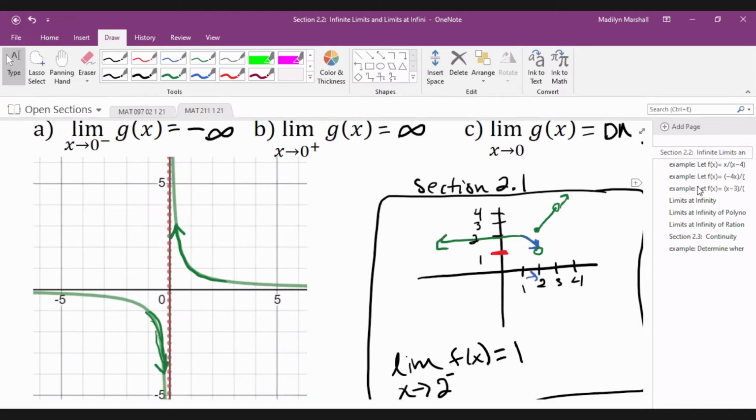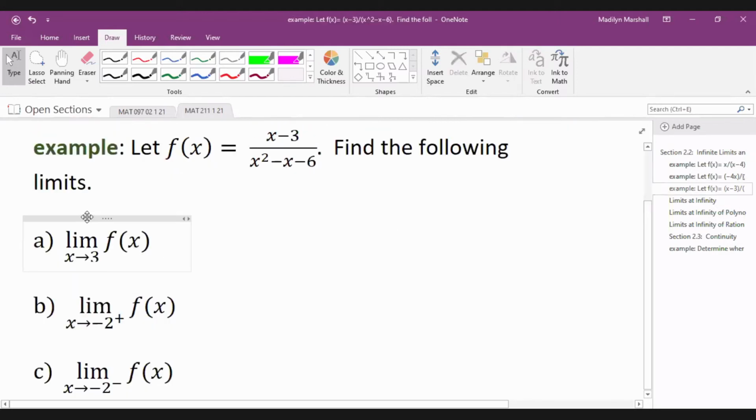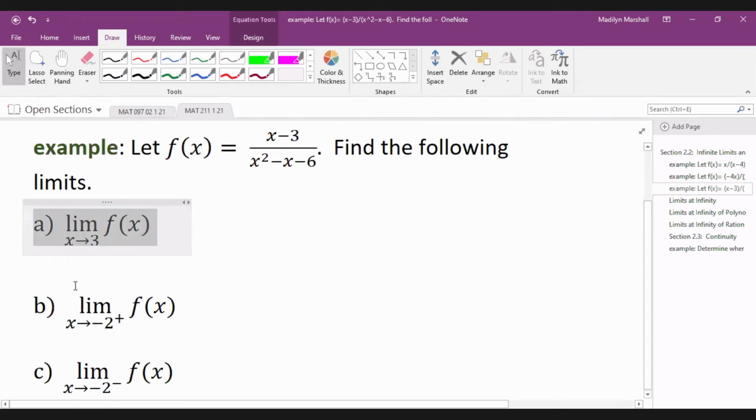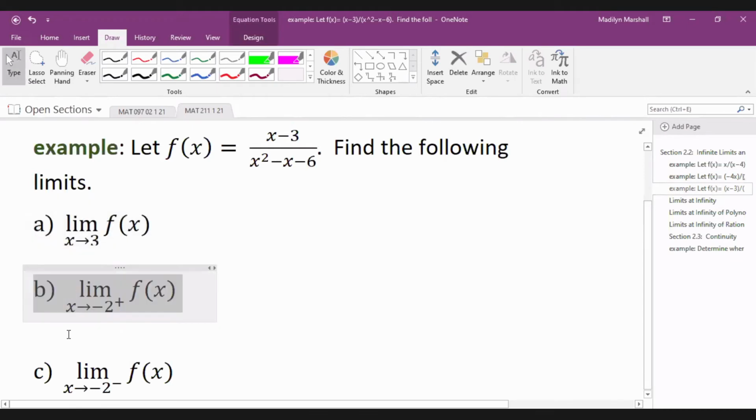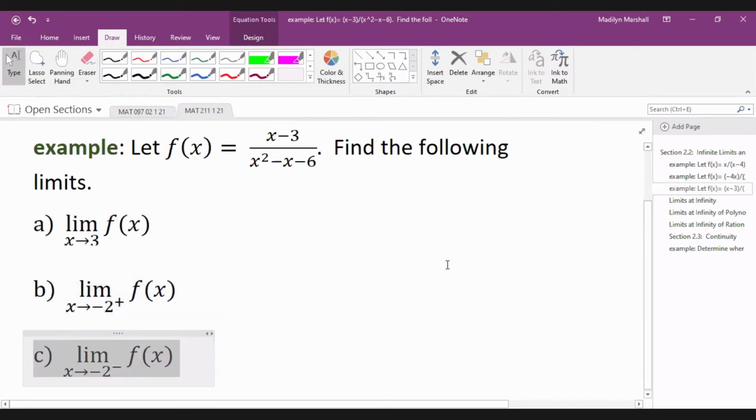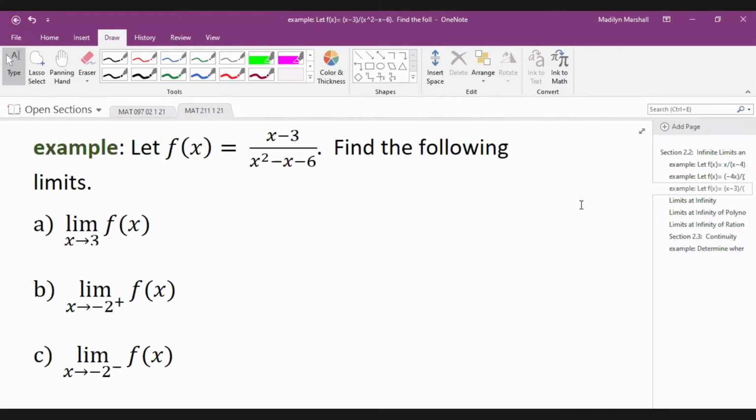So I want to put together these two things that we did on Tuesday and today before we go into our next kind of infinite limit. Here we have a rational function, and these are three limits that we want to find. I'm going to give you a minute to look at that and think about how we will go about finding these three limits.